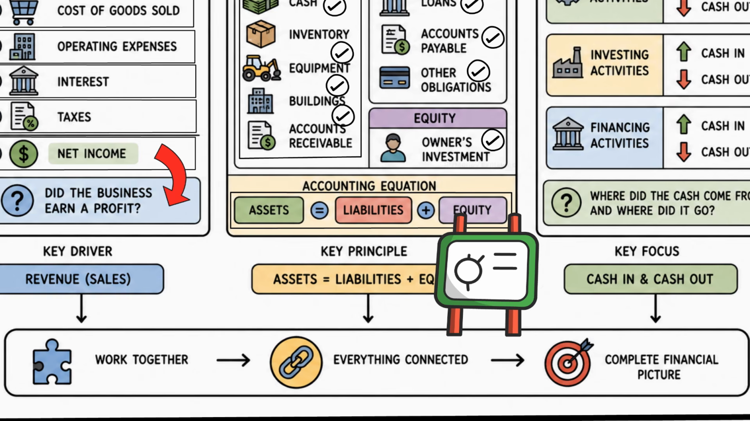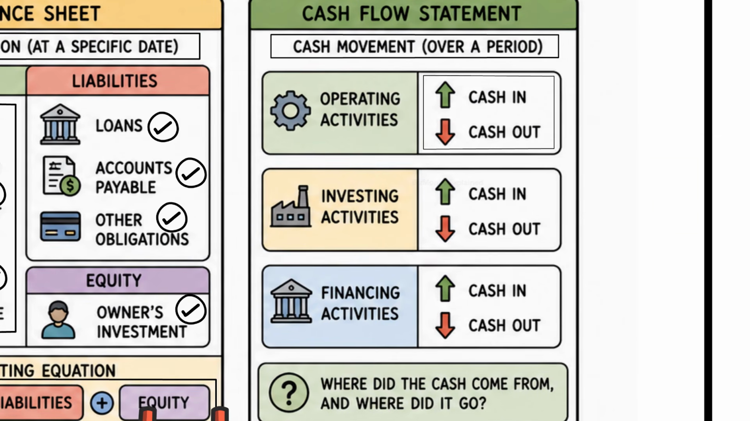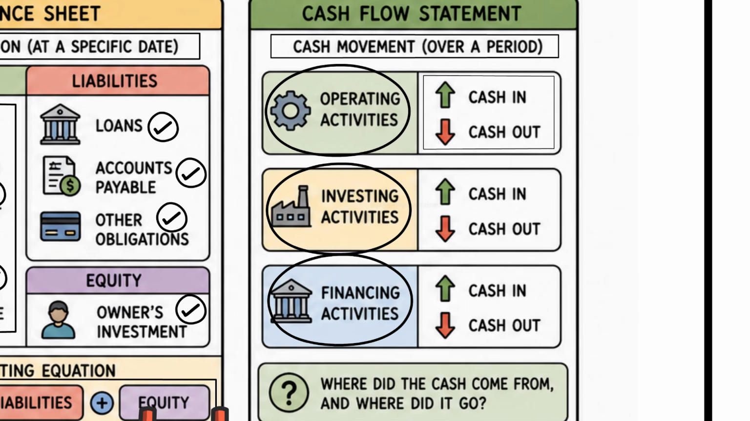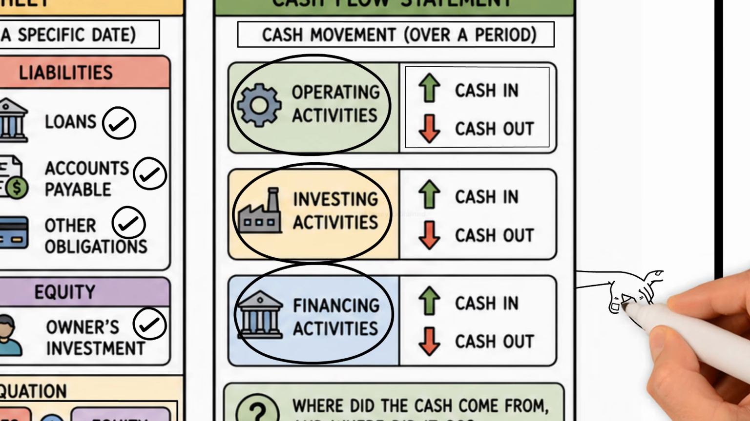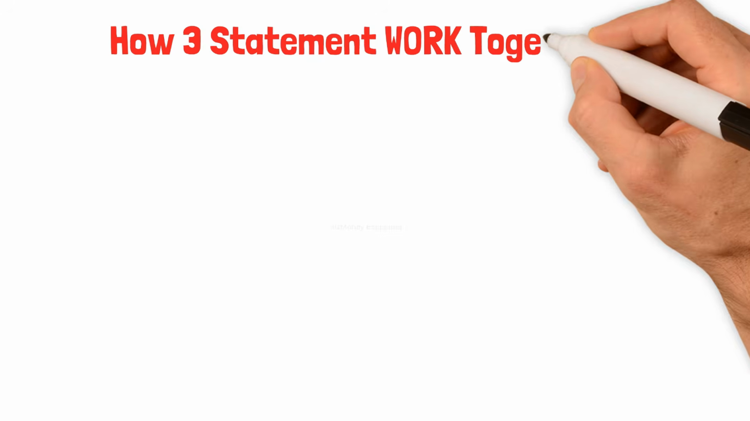The cash flow statement explains how cash moves through the business. While the income statement measures profitability, the cash flow statement tracks actual cash entering and leaving the company. It separates cash activity into three sections: operating activities, investing activities, and financing activities. This statement answers another critical business question: where did the cash come from and where did it go? Many profitable businesses fail because they run out of cash, making the cash flow statement just as important as the income statement.